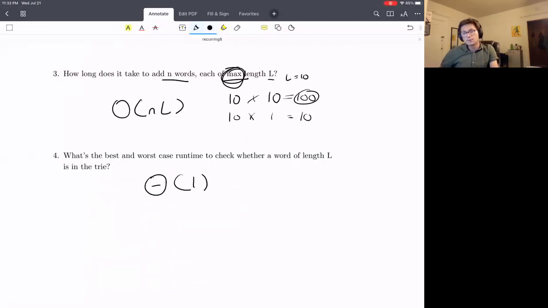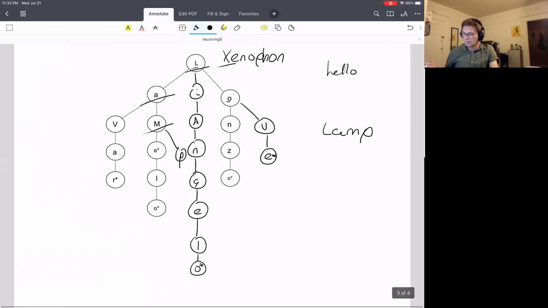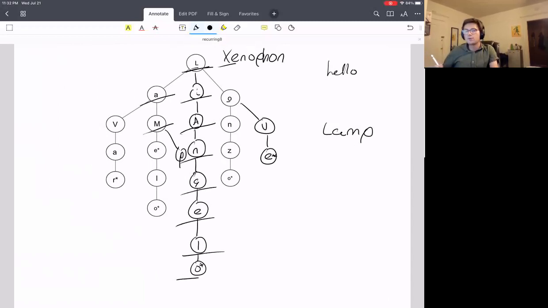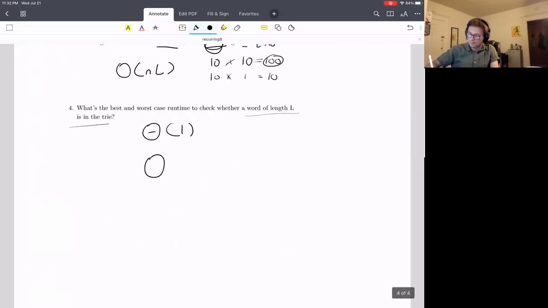And then what is the worst case runtime? Well, the worst case is actually when the word of length L is in the trie, because then you have to verify, you have to go down and say, hey, is LiAngelo, for example, in the tree? You have to verify, yes, L is here, I is here, A is here, N, G, L, E, O. You have to go all the way down to LiAngelo, which could be as long as the tree is possible, and you have to verify that. So that's going to take L time. In the worst case, it is theta L.